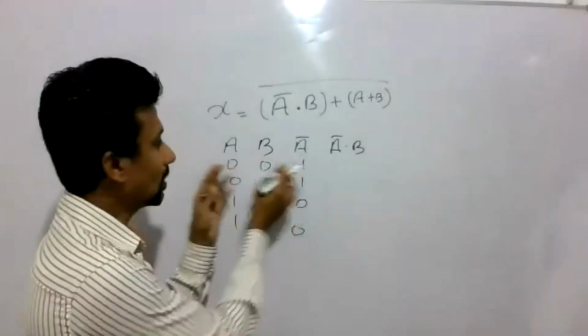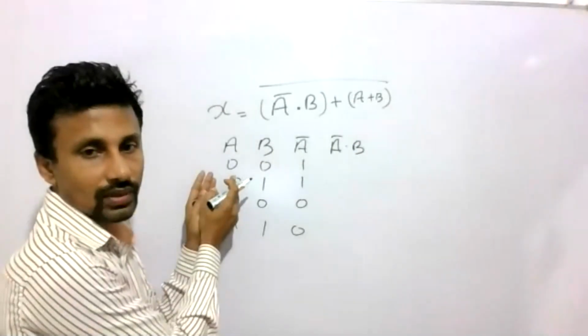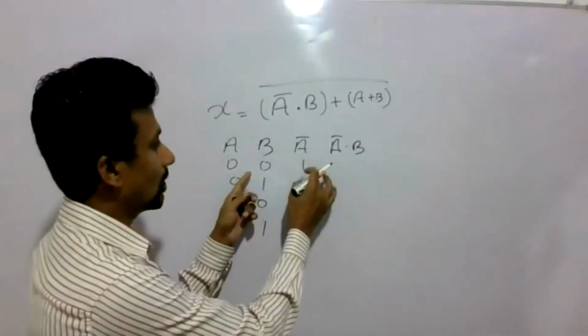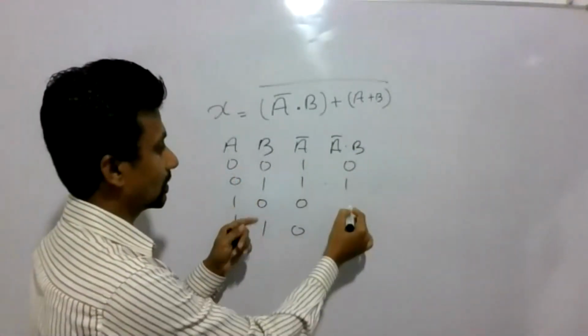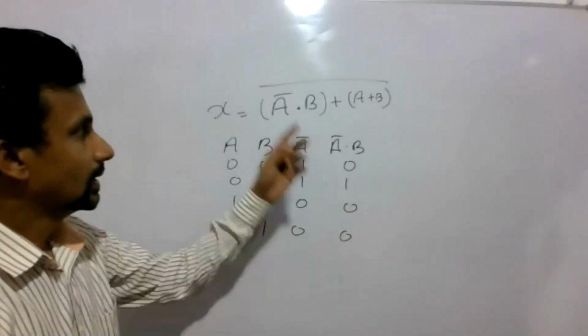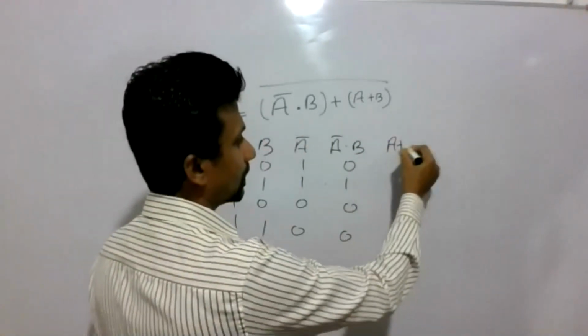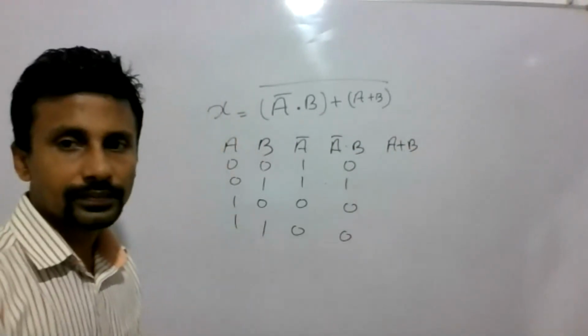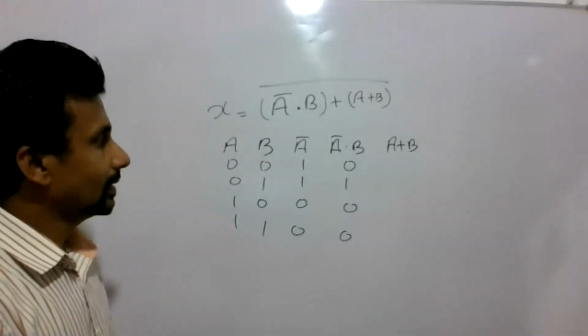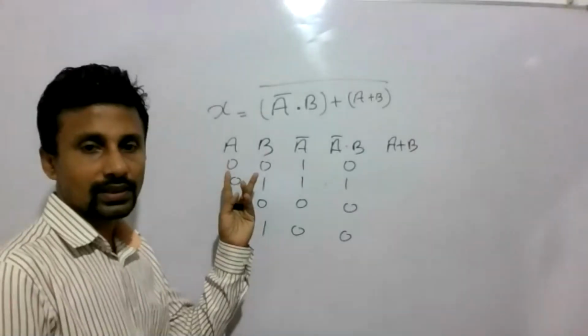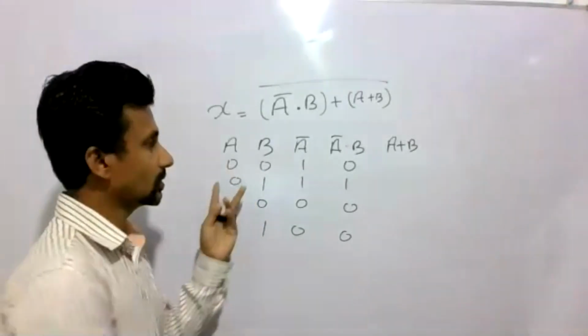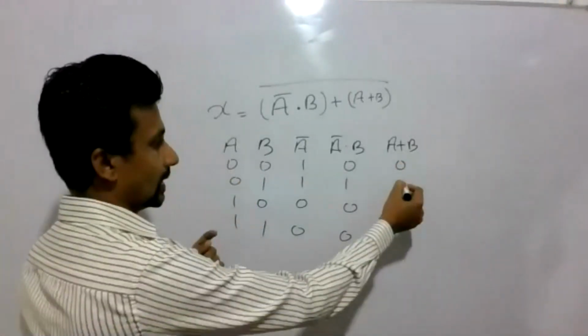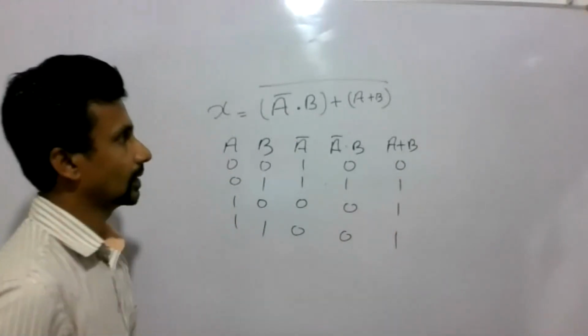These two only, you are not worrying about A. So 0 1 you get 0, 1 1 you get 1, and the rest 0. Then I am writing A plus B, right? So A plus B, OR gate. There you have to be concerned about A and B. So 0 0 you get 0. Here you get 1 1 1.